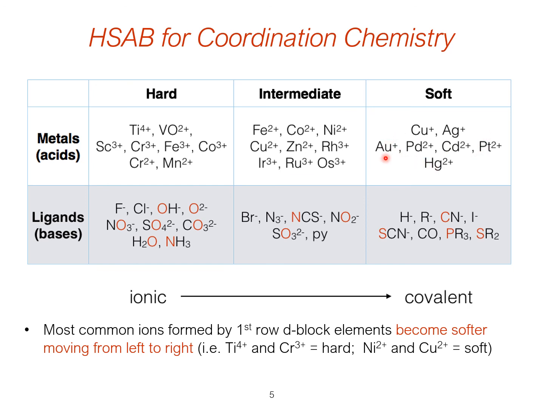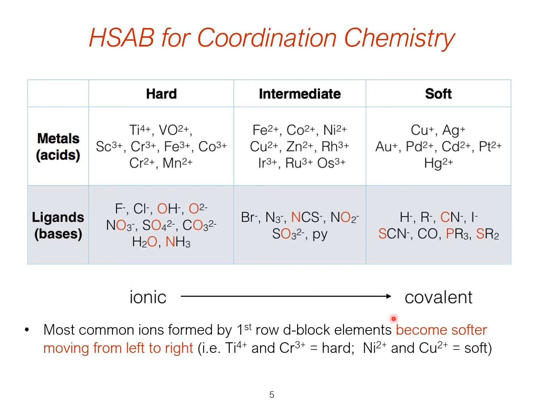So we're going down the triads now. Things like palladium, gold, they're further down in their triads. And then soft ligands again, phosphorus or sulfur donor atoms, even hydrogen. So it's really important to be able to work out, or at least have an idea of what's hard, what's soft, and if you want, what's intermediate. And then remember that it goes from ionic to covalent as you go from harder to softer.